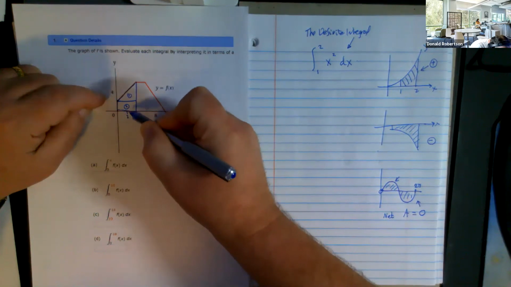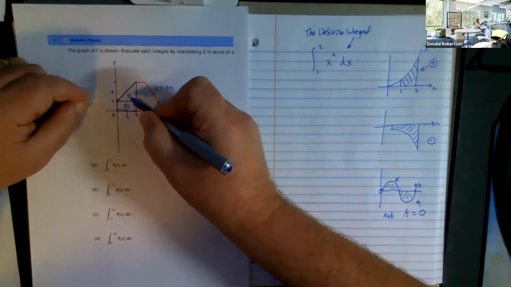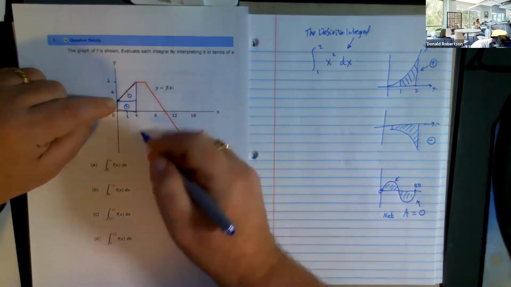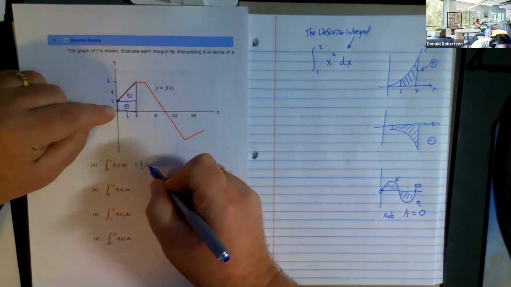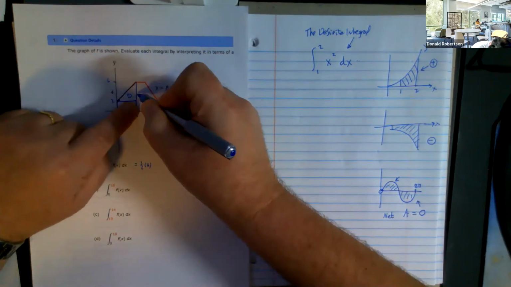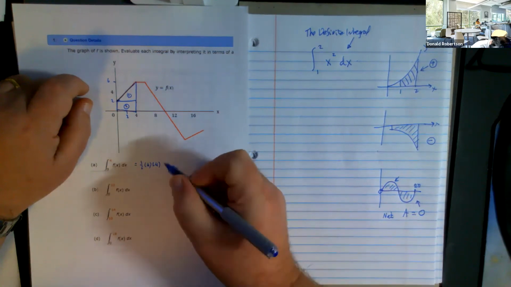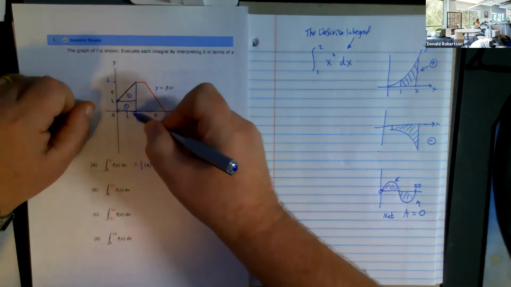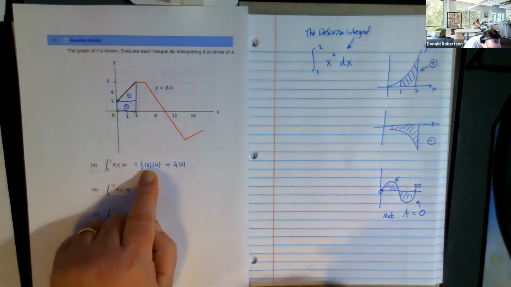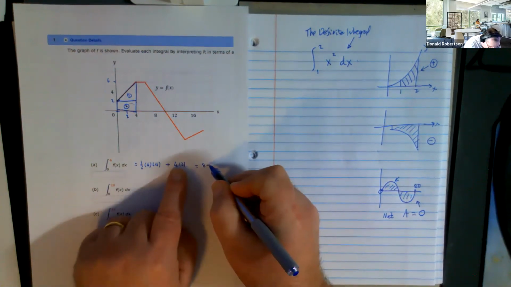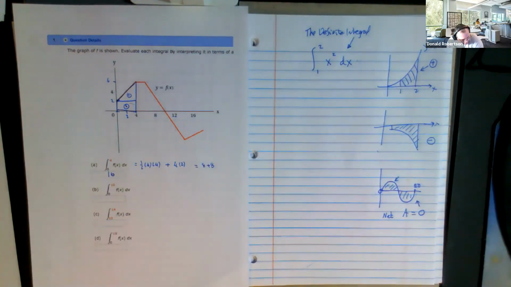The scale that they're using here is something that you have to be aware of. So it's 1/2 a base of 4 times a height of 4. And then the rectangle is 4 by 2. And so that's going to get me 8. And that bit's going to get me 8. So that area would be 16.